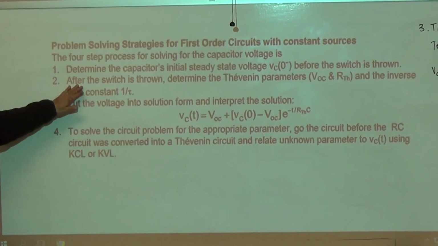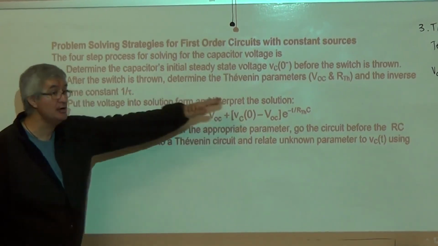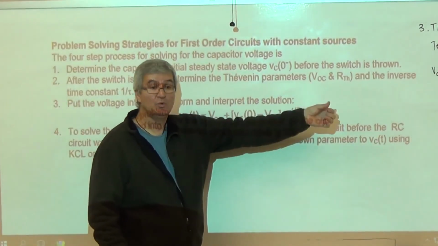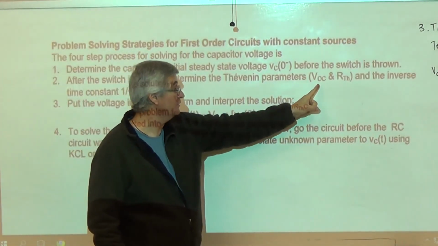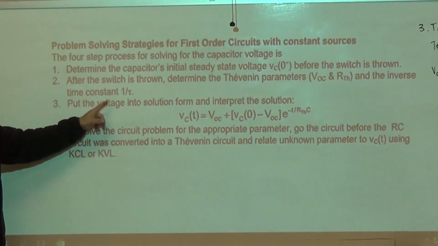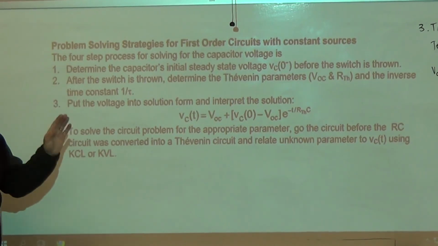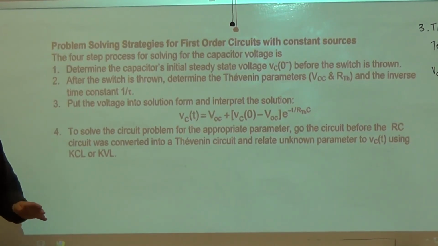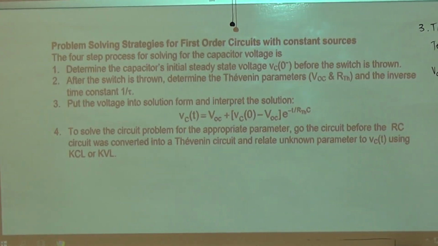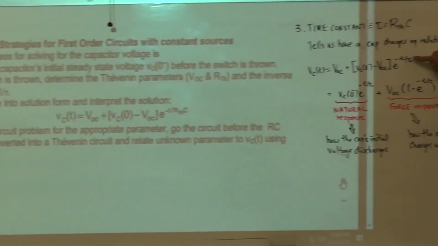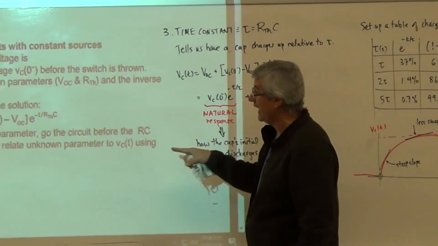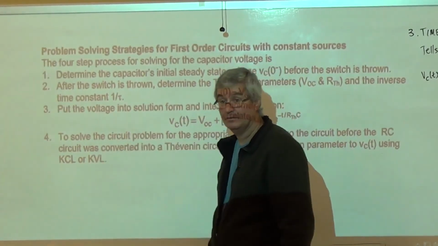So now, after the switch is thrown, I convert it into a Thevenin circuit. That means remove the cap, get VOC, get RTH, and then calculate the time constant, 1 over tau. I don't care about tau normally. Why? Look where it's at. It's 1 over tau that's in the equation, not tau. So calculate 1 over tau.